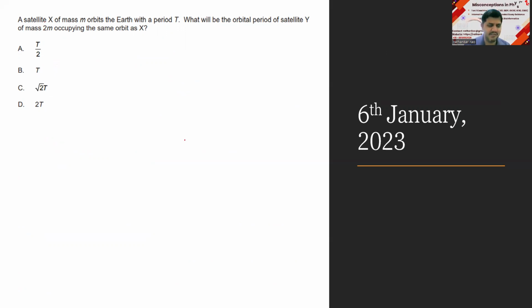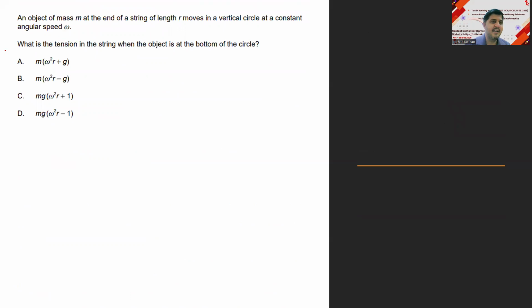Okay, very easy question. It's a direct question. I'm not going to give any clue over here. Just read the concepts corresponding to orbital velocity, right? You will easily get this. Then, an object of mass M at the end of a string of length R moves in a vertical circle. So there it was also the same. At a constant angular speed, what is the tension?